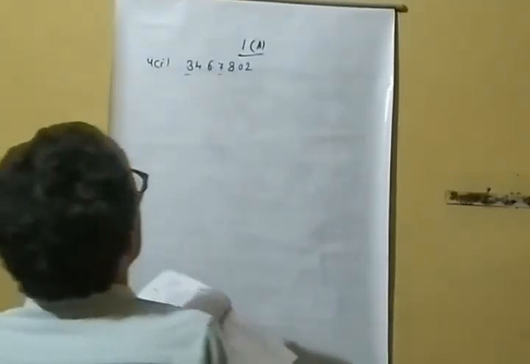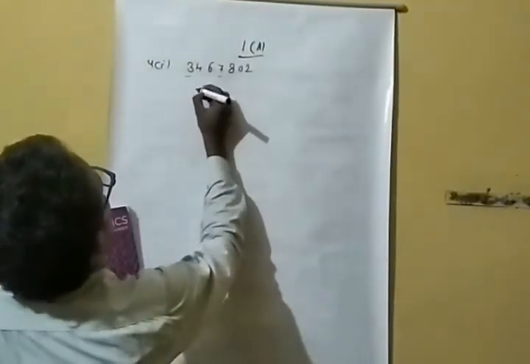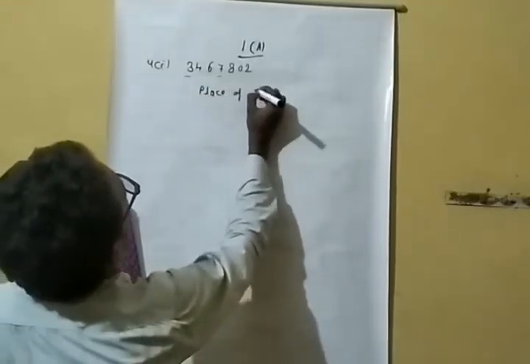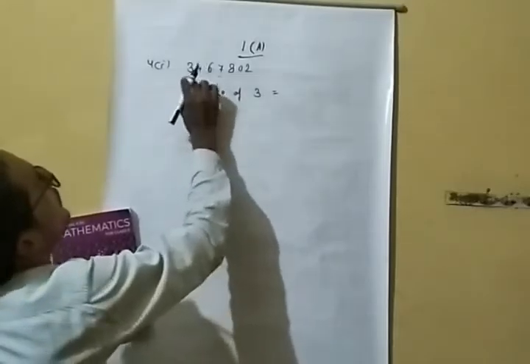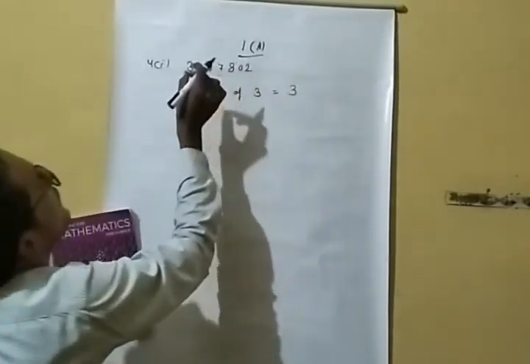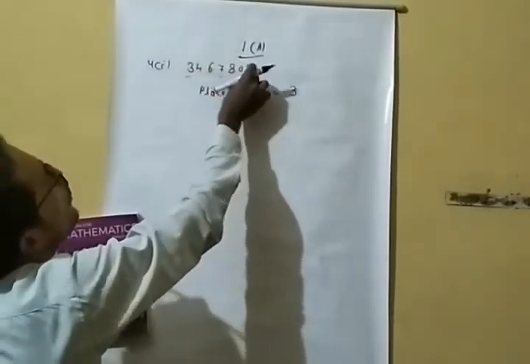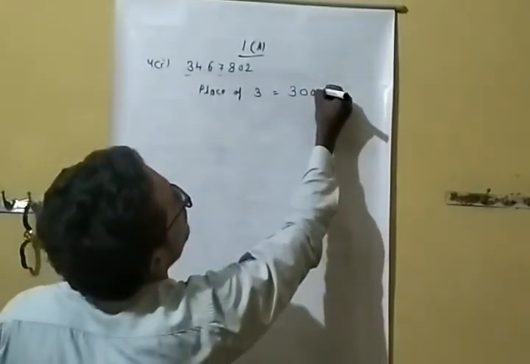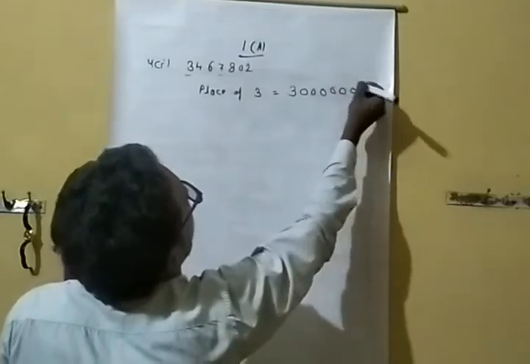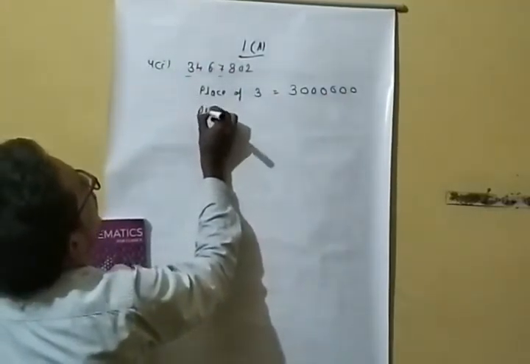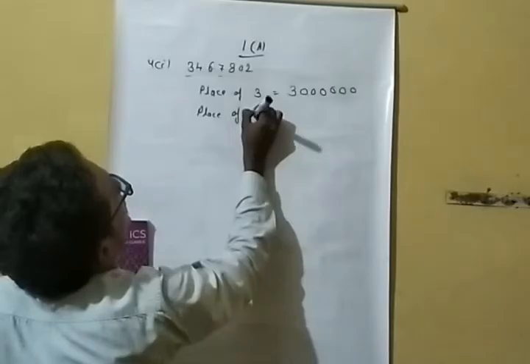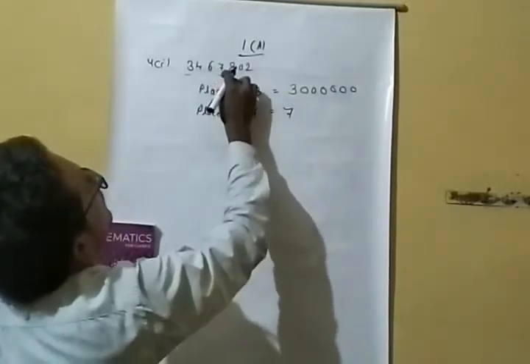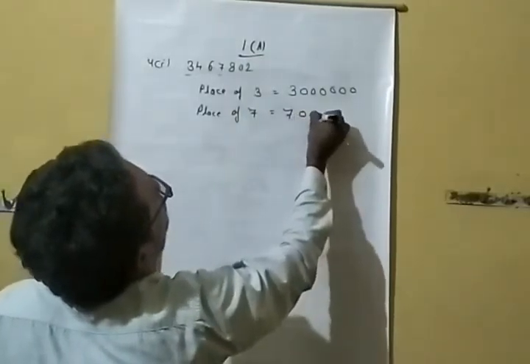We will find the difference between their place values. First we should write the place value of 3. We write 3, and how many figures are after 3? 1, 2, 3, 4, 5, 6. So we should write 6 zeros. The other odd digit is 7. How many figures after 7? 1, 2, 3.